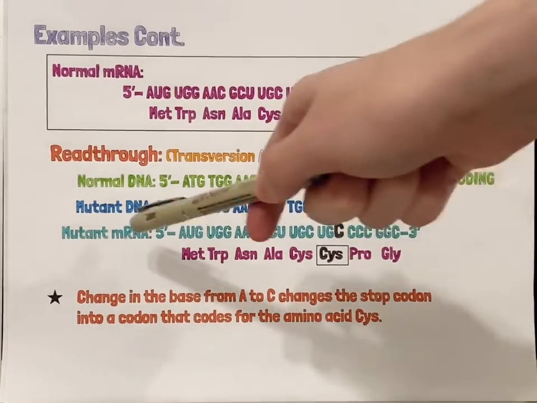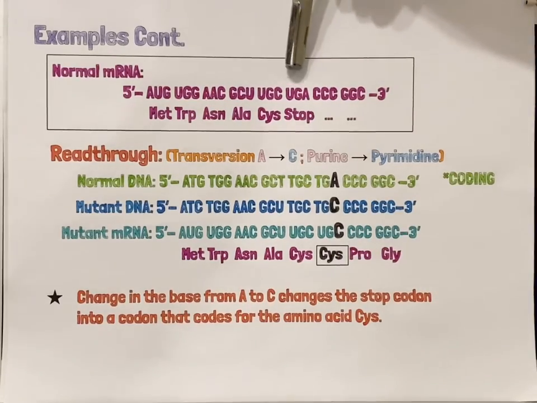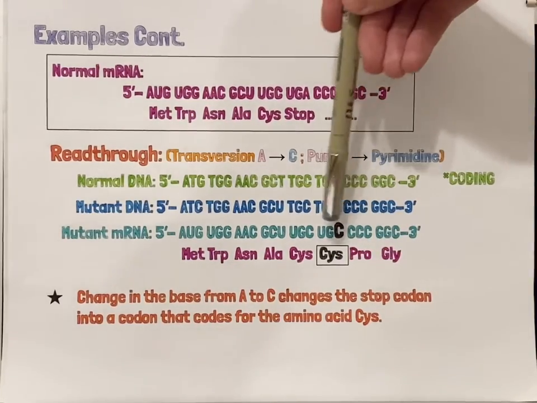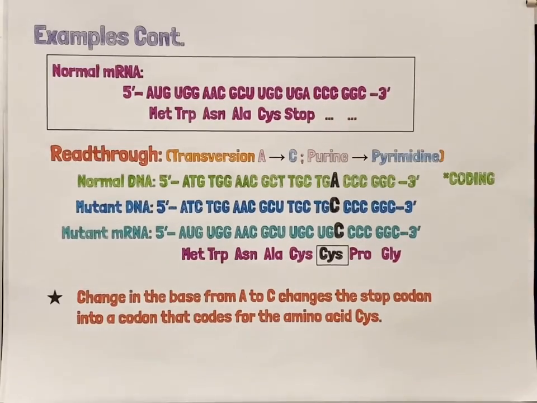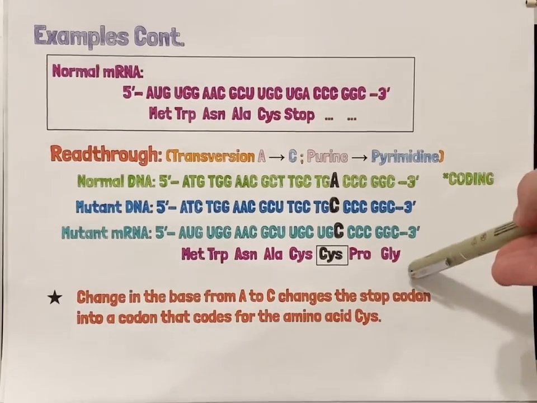in the mutant DNA, we changed it to a C. So it caused the mRNA to be mutant and have a cysteine here instead of the stop codon that it normally had, UGA. It's now UGC, the cysteine. So it changed it from a stop codon, and it continued to read through because there was no stop here anymore. And so proline and glycine were also coded for.